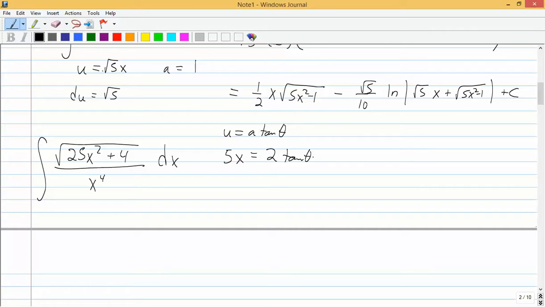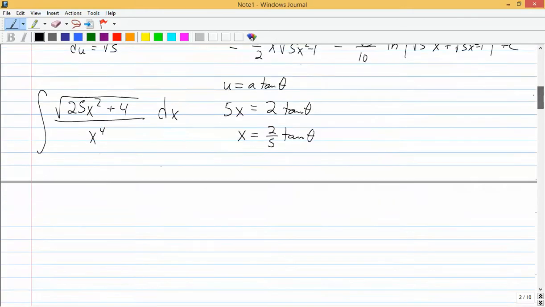tangent theta. Now before we can find our dx, we have to solve for x here. So you just divide both sides by 5 and you'll have x equals 2/5 tangent theta. That's the substitution that we want to make anyway. Okay? And so dx equals 2/5 secant squared theta d theta. So now for every x, I'm going to plug in a 2/5 tangent theta. And for the dx, I'm going to plug in a 2/5 secant squared theta.